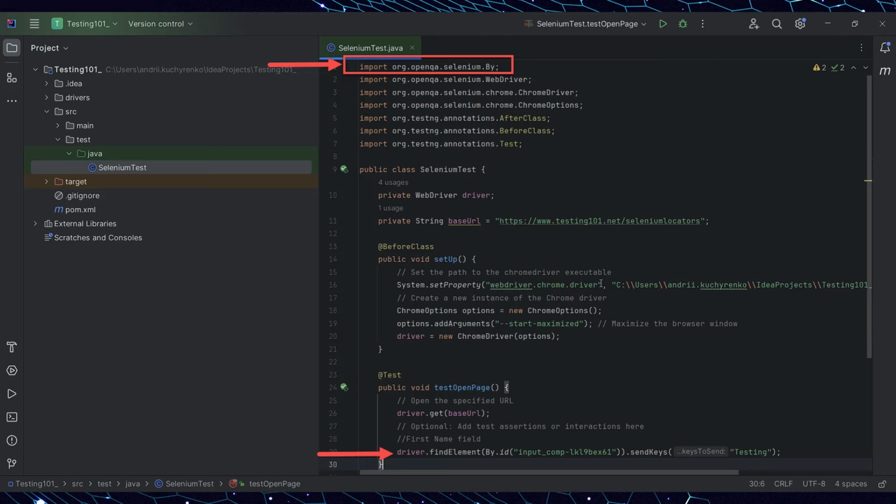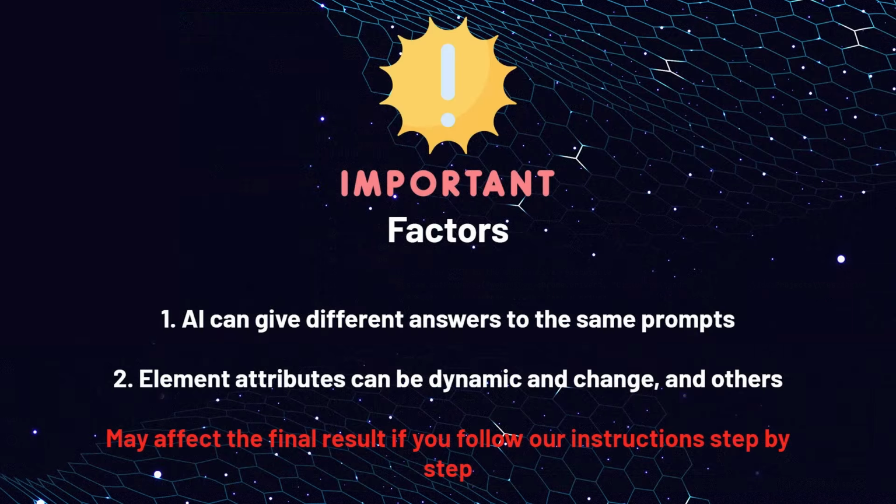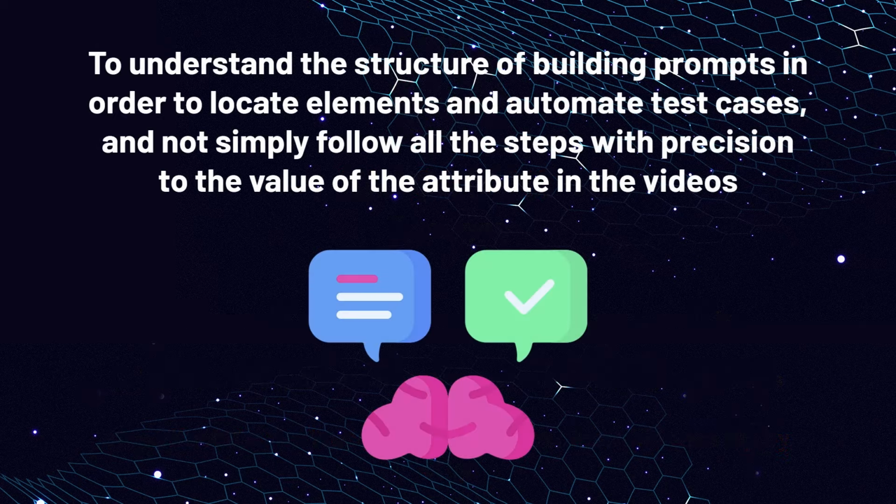It's also important to remember that we've only shown examples of how to automate with AI, but there are factors such as 1. AI can give different answers to the same prompts. 2. Element attributes can be dynamic and change, and others that may affect the final results if you follow our instructions step by step. That's why at the end of each lecture, we'll leave an example of the code from the lecture. But your task is to understand the structure of building prompts in order to locate elements and automate test cases, and not simply follow all the steps with precision to the value of the attribute in these videos.